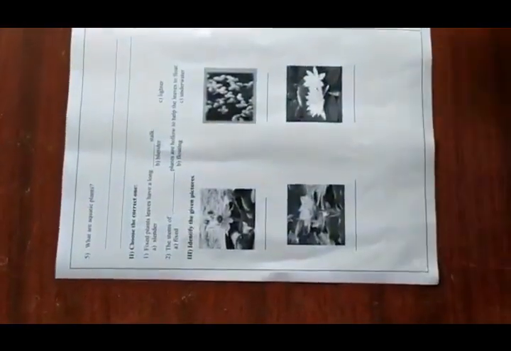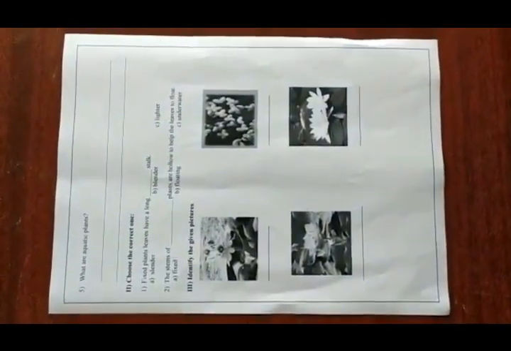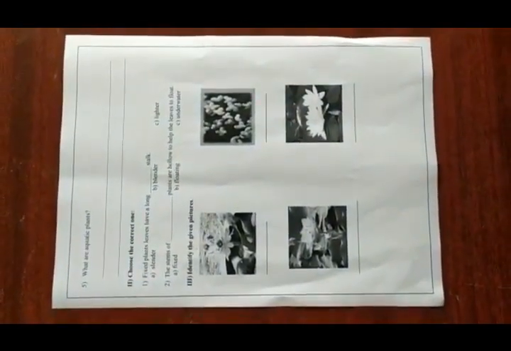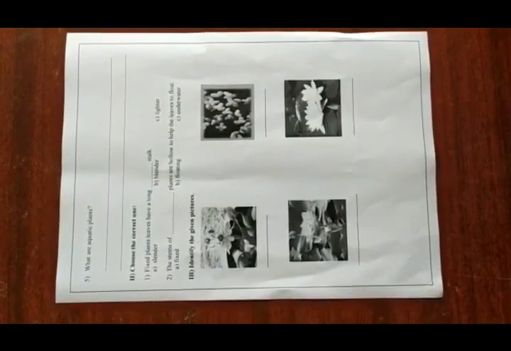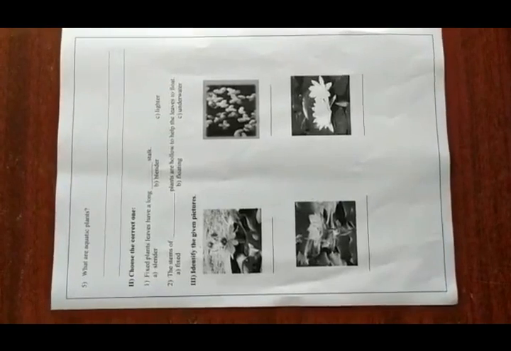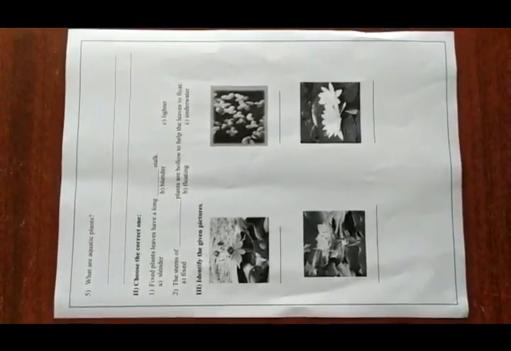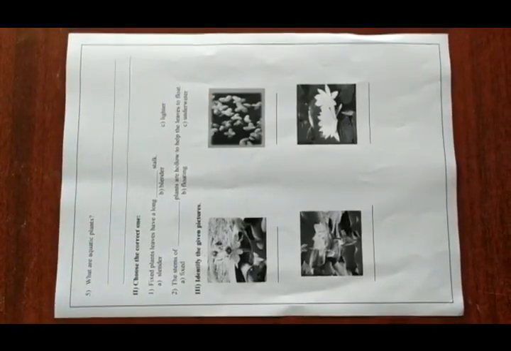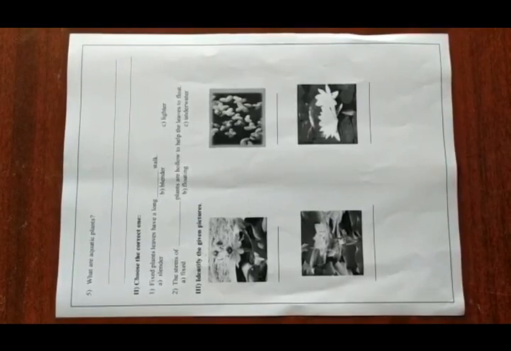The second main is choose the correct one. In this you will have 3 options. You have to find out the correct word or answer and write it. The third main is identify the given pictures. To write these answers, you have to refer to the OTR as well as the textbooks. So coming to the last worksheet, number 5, that is lesson number 2, adaptation in plants, part second.